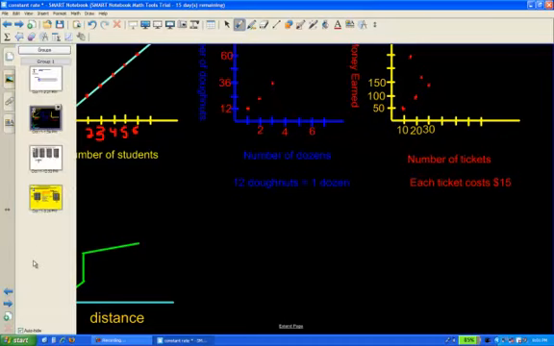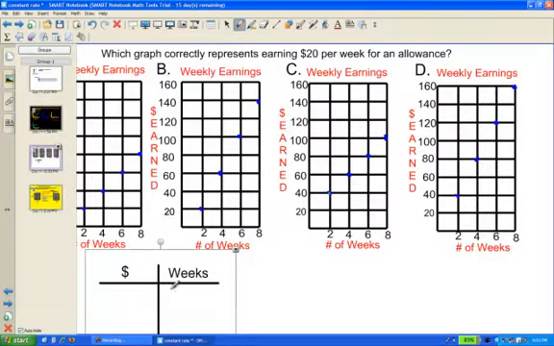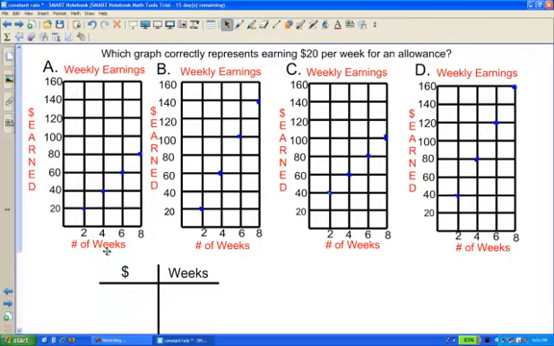One final problem here, and then we'll call it quits for this slide. This is a problem that's actually pretty similar to a problem that was on the MCAS last year. So which graph correctly represents earning $20 per week for an allowance? Do not look at this stuff. Do not look. Don't fall in the trap. Do a T-chart. You see down there at the bottom, that is a T-chart. So what I'm going to do, I'm going to fill in however much money we have. And for this problem, you can't see it up here because I'm blocking it, but it's $20 per week for an allowance.